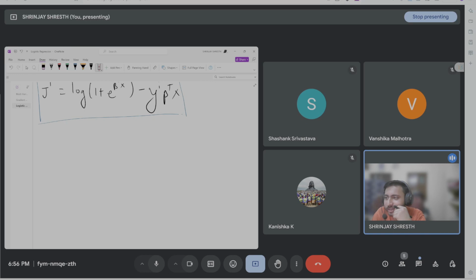How can we actually differentiate it? Before that, let me show you something. How will this beta and x look? If I'm talking about your function, it would be something like this: beta naught plus beta 1 x1 plus beta 2 x2 plus beta 3 x3. It would be something like this, right?